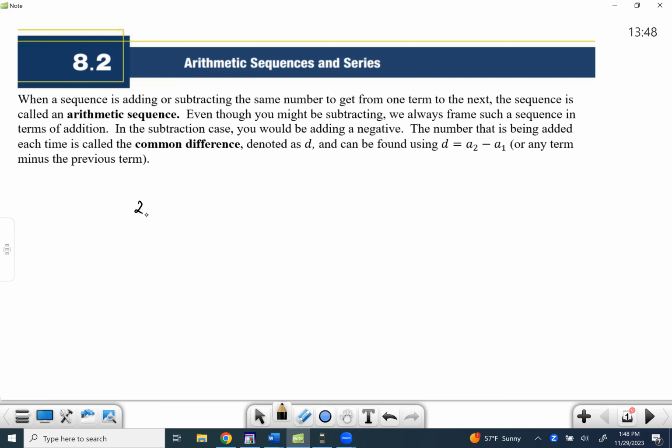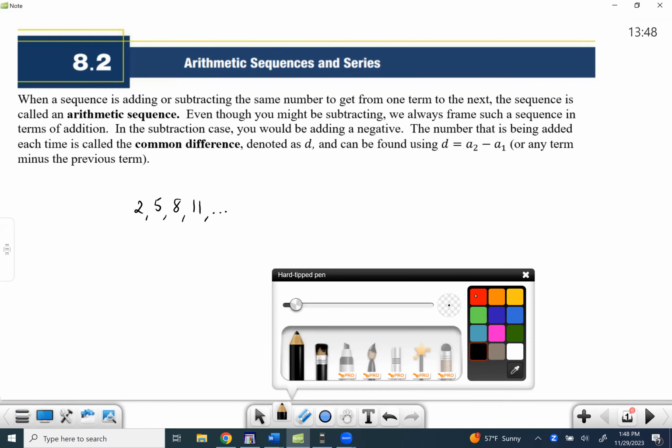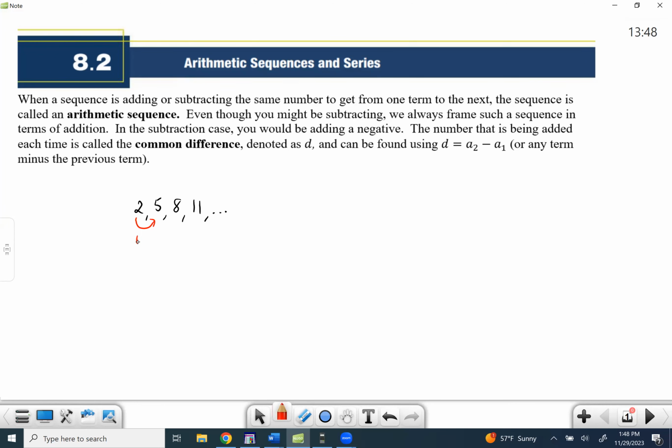To give you an example, something like this would be an arithmetic sequence, because each time it has to be the same thing that you're adding. We're adding 3. To get from 5 to 8, we added 3. We added 3 to get from 8 to 11. The number that you're adding every time is called the common difference, and we use the letter D for it. If we had been subtracting 3, then the common difference would have been -3, but we'd still frame it in terms of addition.